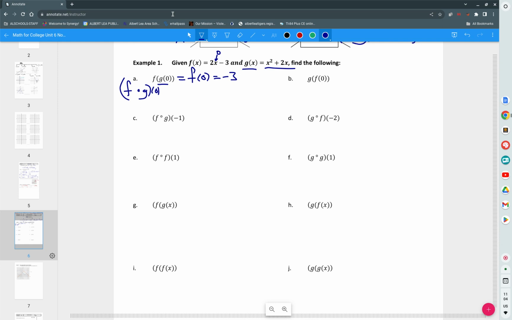We'll try again. Now, we're going to do g of f of 0. Where are we going to plug 0 in first? Are we going to plug it in for g, or are we going to plug it in for f? Yeah, you plug in 0 for f. And what do you get when you plug 0 in for f? 2 times 0 is 0, minus 3 is negative 3. So this becomes g of negative 3.